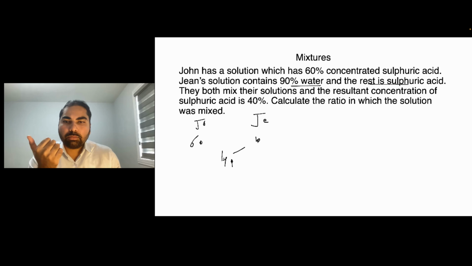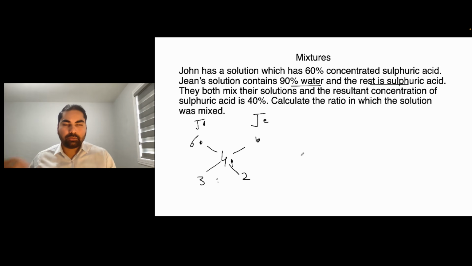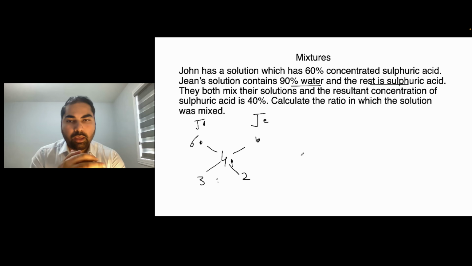So you can say this minus this is 3, and this minus this is 2. So it's mixed in 3 to 2 parts, right? So there's that. That's super easy. So you can see that it applies to mixtures as well. Whenever you're mixing two things together, you're going to end up having some things together. And you can apply that from a water perspective too.